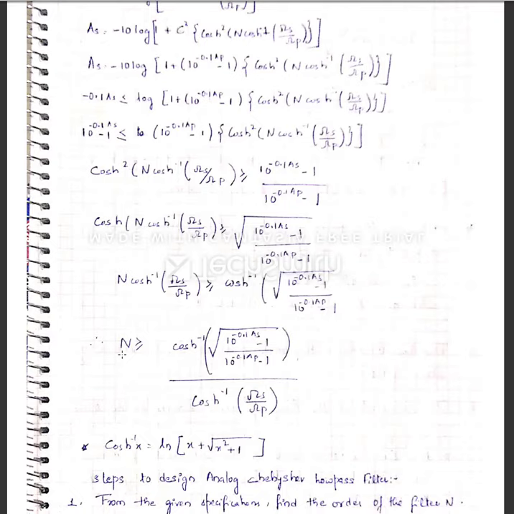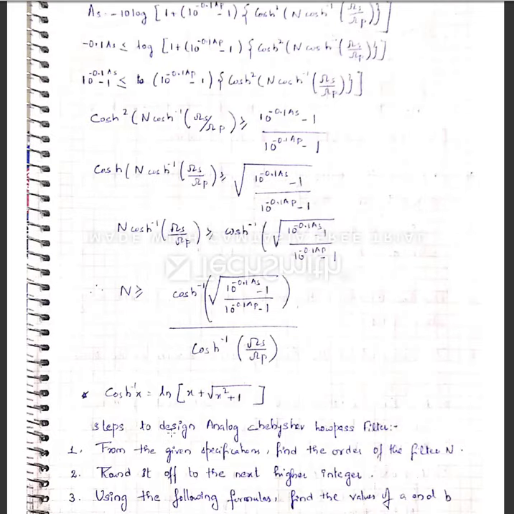Now this cosh inverse or cosh, whatever you require, can be directly calculated using your calculator, or else it can be calculated using this particular formula. Whatever you will have inside this cosh inverse becomes your x value. So you can calculate it either this way or directly using the calculator.